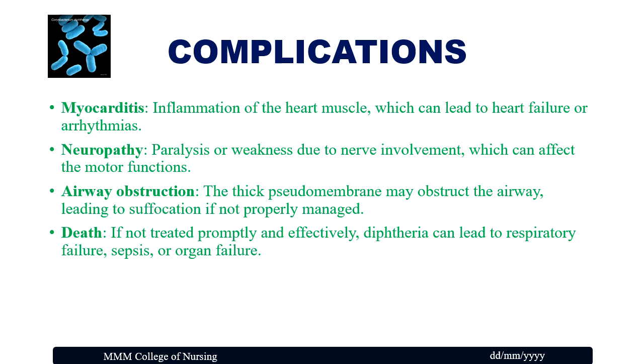Complications include myocarditis. Myocarditis is the inflammation of the heart muscle, which can lead to heart failure or arrhythmias. Neuropathy, that is paralysis or weakness due to nerve involvement, can affect the motor functions of the patient. Airway obstruction because of the thick pseudomembrane may obstruct the airway, leading to suffocation if not properly managed, and death if not treated promptly and effectively. Diphtheria can lead to respiratory failure, sepsis or organ failure. These are the complications of diphtheria.